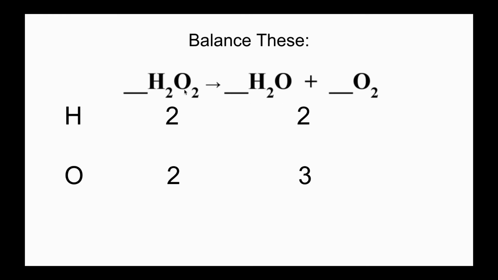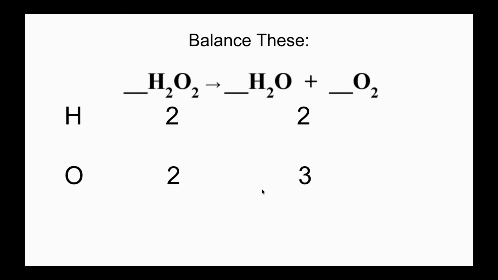We have hydrogen peroxide, that's what this compound is, reacts to form water plus oxygen. Now, it looks like I have 2 hydrogens on my reactant side, 2 hydrogens on my product side, and then I have 2 oxygens on my reactant side and 3 oxygens, because I have 2 plus 1 more, on my product side. So I need to change something over here because I know that my oxygens do not add up. My hydrogens are balanced, but my oxygens are not balanced.